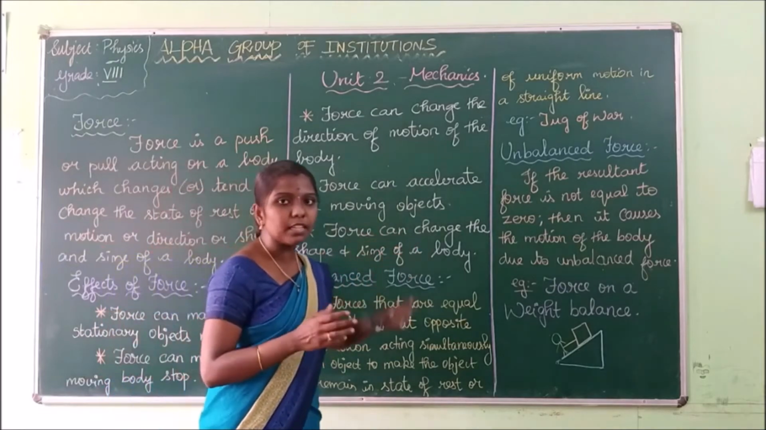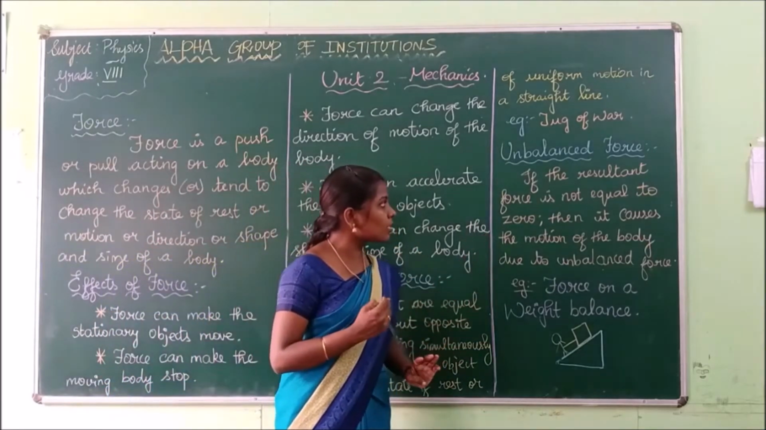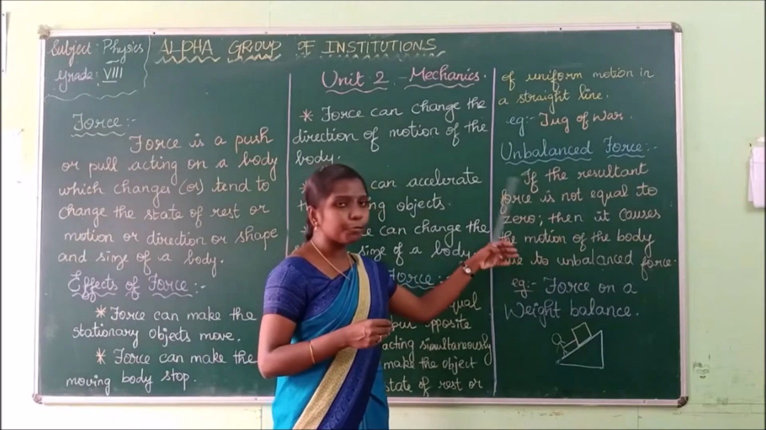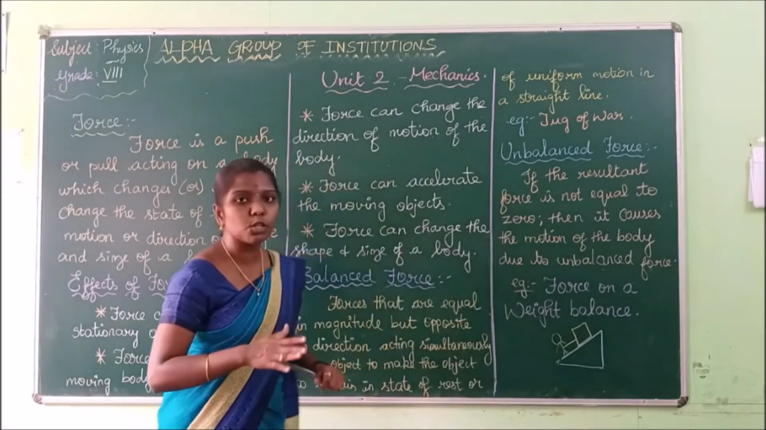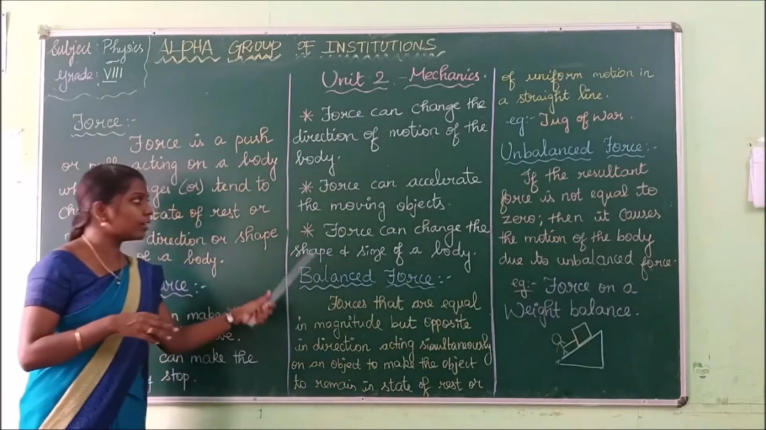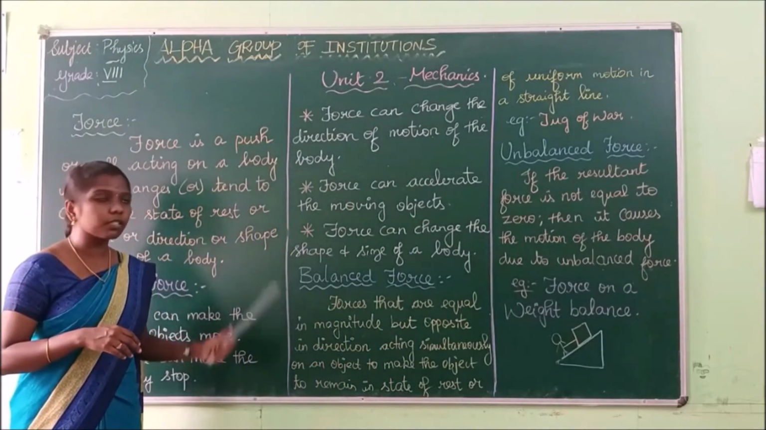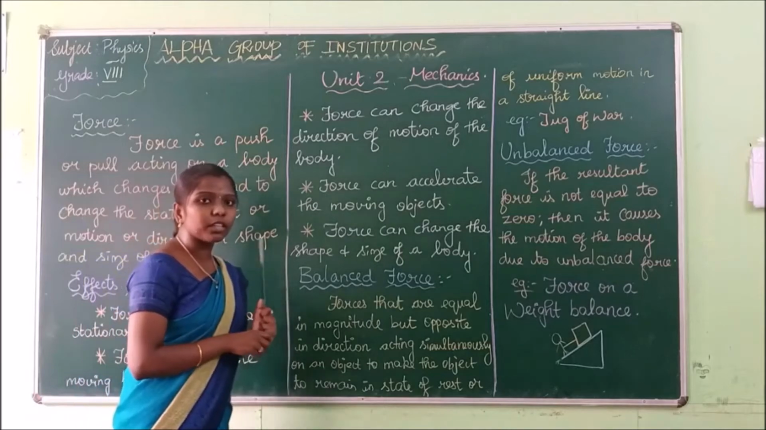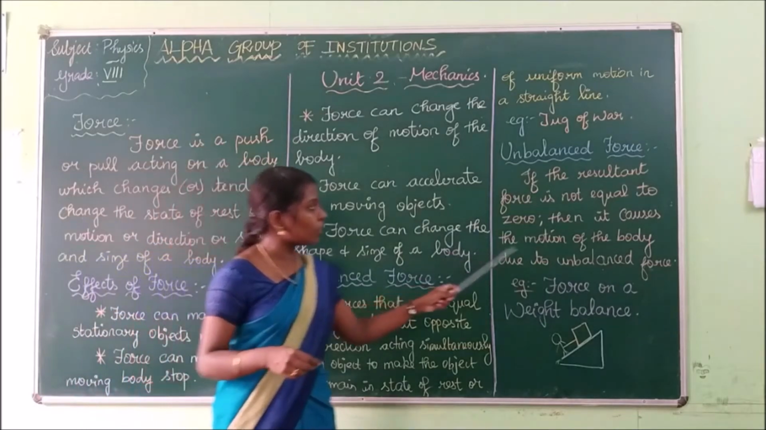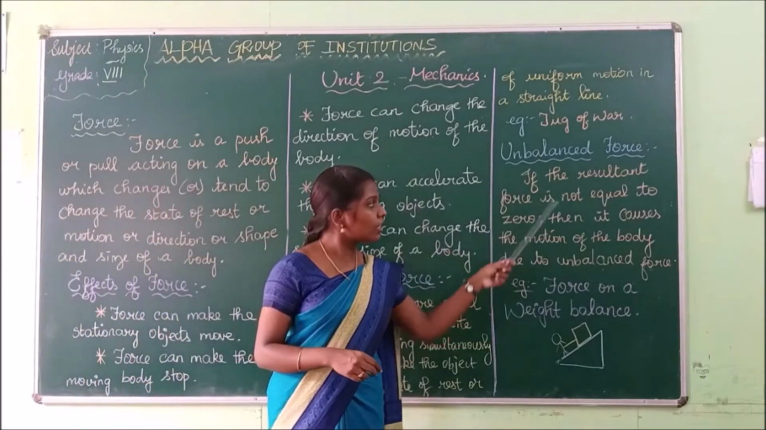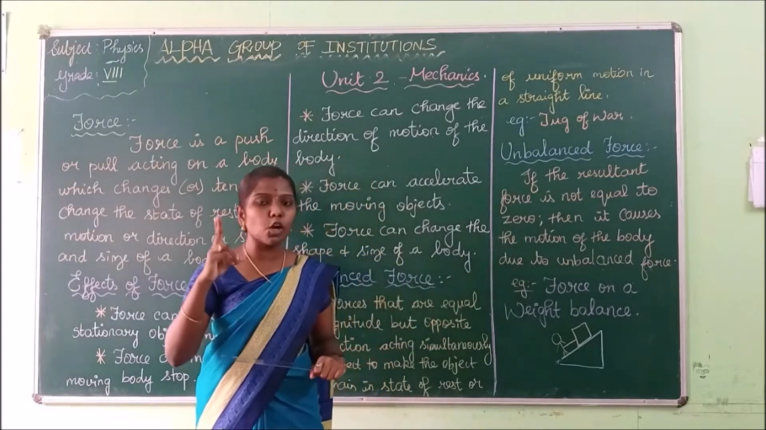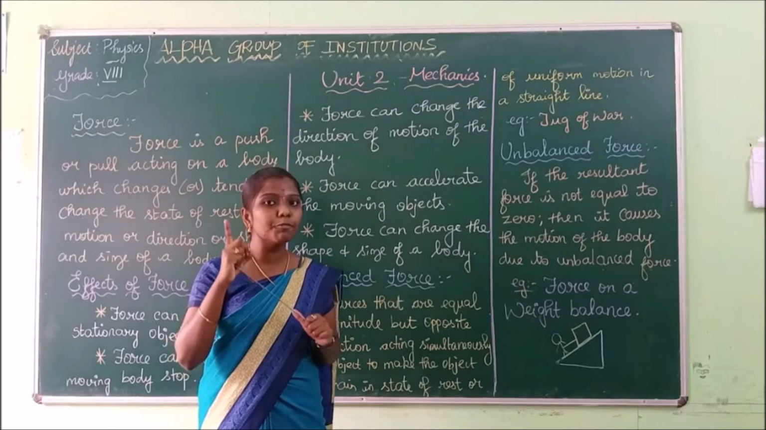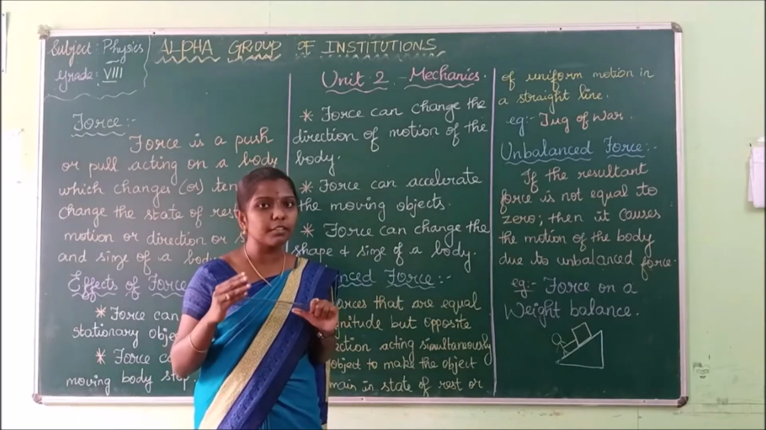Next is unbalanced force. Unbalanced force is when the resultant force is not equal to 0. If the resultant force is equal to 0, then it is called balanced force. If the resultant force is not equal to 0, then it is called unbalanced force. Resultant force is nothing but two or more forces represented by a single force.